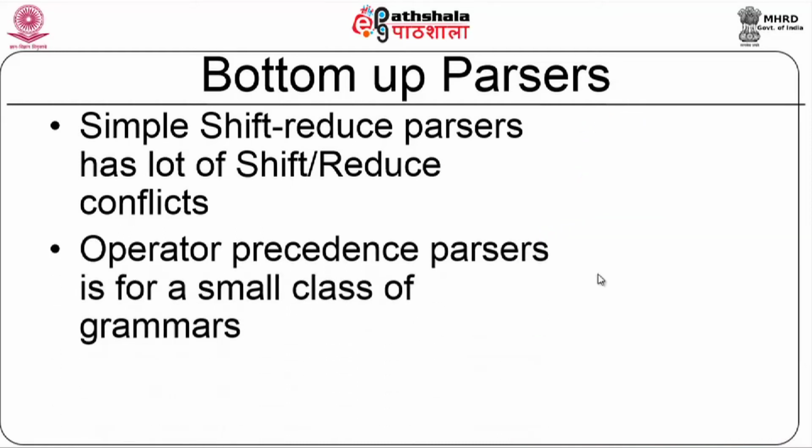And the next bottom up parser, which is an operator precedence parser, is for a small class of grammar. It cannot parse any grammar. So, therefore, this is a drawback of the operator precedence parser. So, therefore, we normally go for LR parsers.